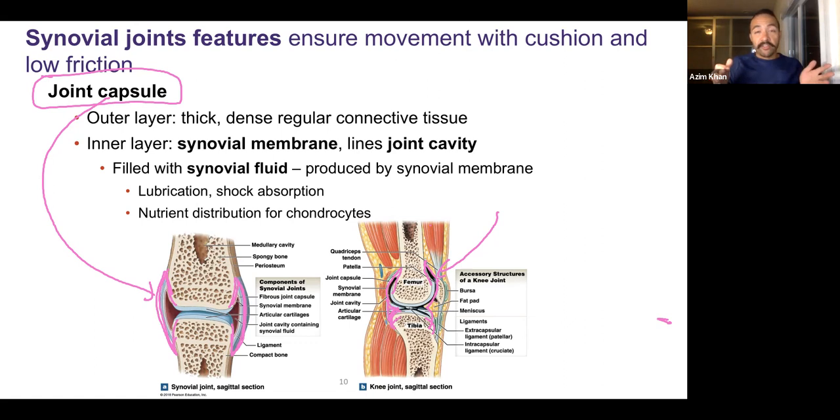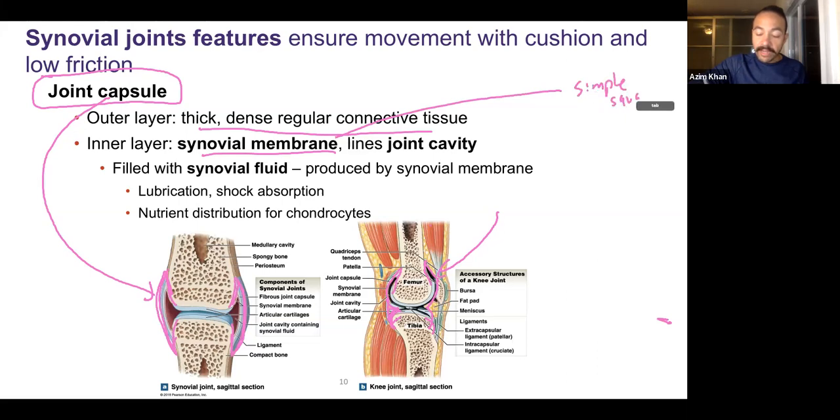The joint capsule has 2 layers. The outer superficial layer is thicker. It's made of dense regular connective tissue. It's an extension of ligaments. The inner layer is the synovial membrane. If you recall what synovial membrane is made of, it's simple squamous epithelium, and it was discontinuous so that fluid could leak out. Check back to chapter 4 if you need a refresher on that. Simple squamous epithelium as well as areolar connective tissue. That's what's lining the joint cavity.